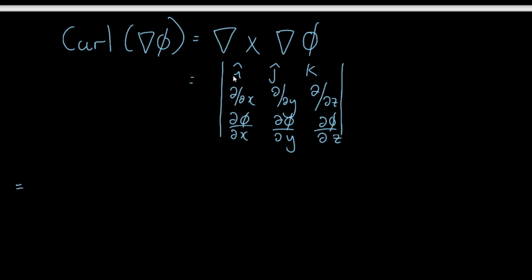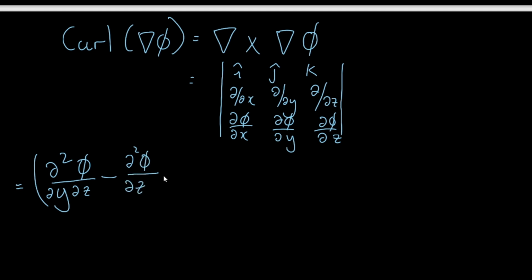Let's write it here. Okay, blocking out first row, first column, we get del squared, right? Del y and del z gives us del squared phi, firstly with respect to y, and then with respect to z. Then minus del squared phi, firstly with respect to z, and then with respect to y.